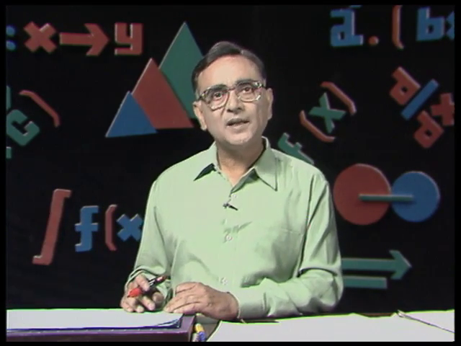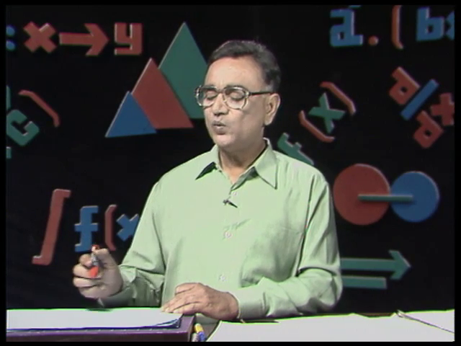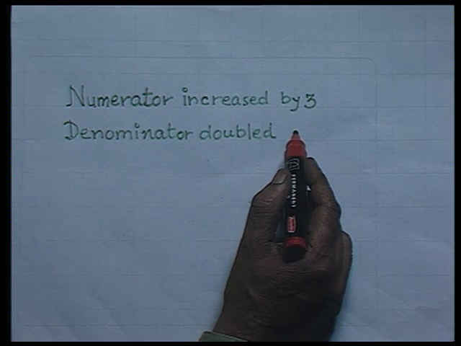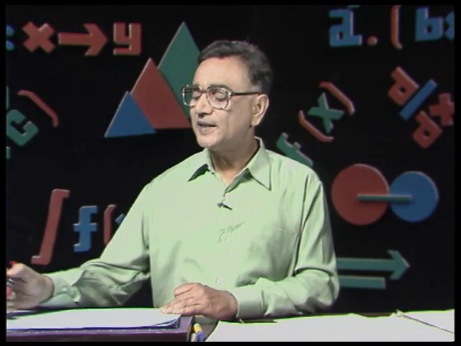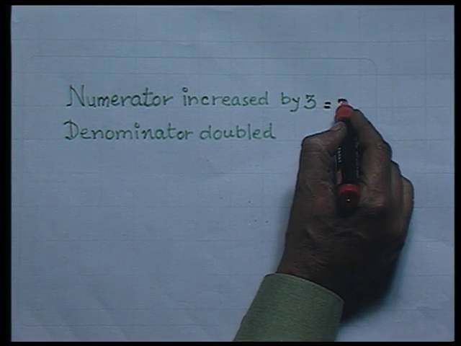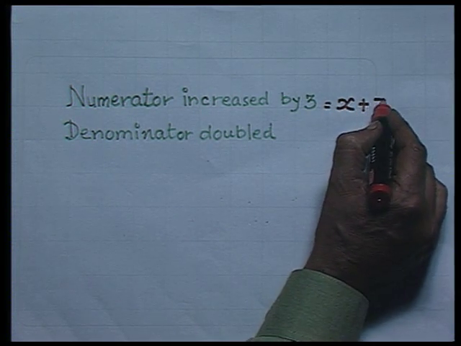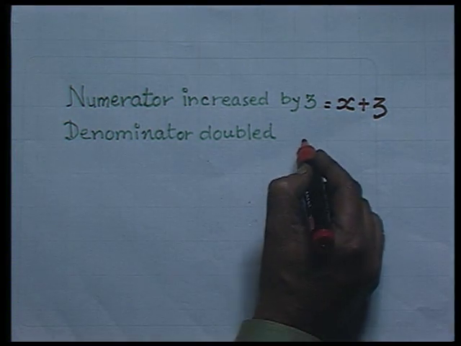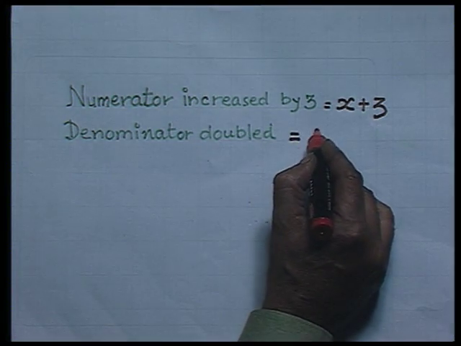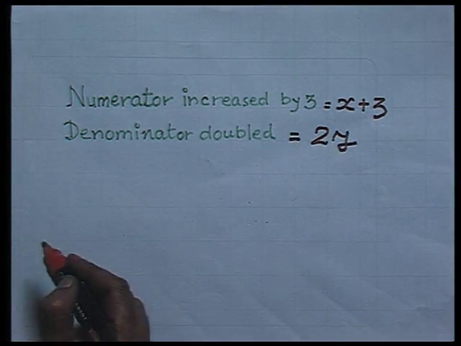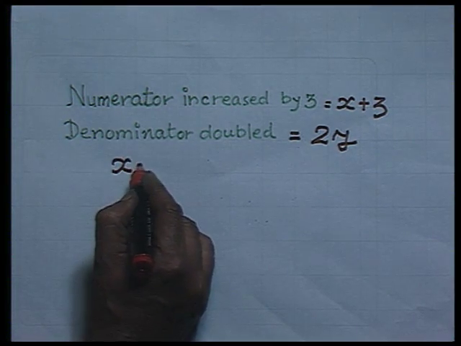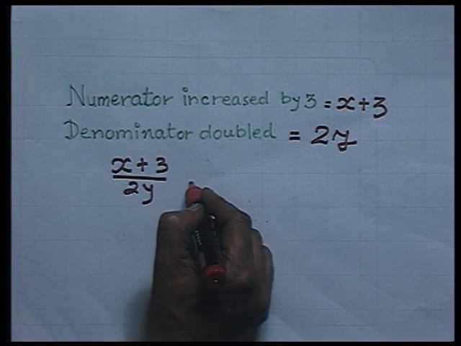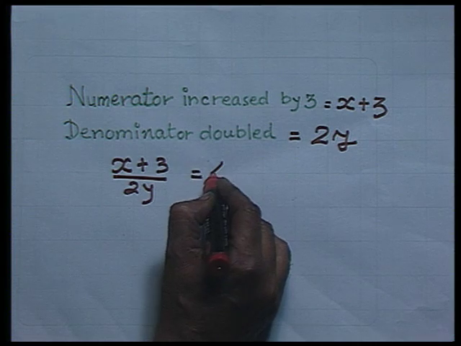Now there was another condition in the problem, that the numerator is increased by 3. What numerator did we suppose? We supposed the numerator as x. When it is increased by 3, it becomes x plus 3, and the denominator is doubled. The denominator was y, so on doubling it becomes 2y. Therefore, the fraction will become x plus 3 upon 2y equals 4 upon 9.